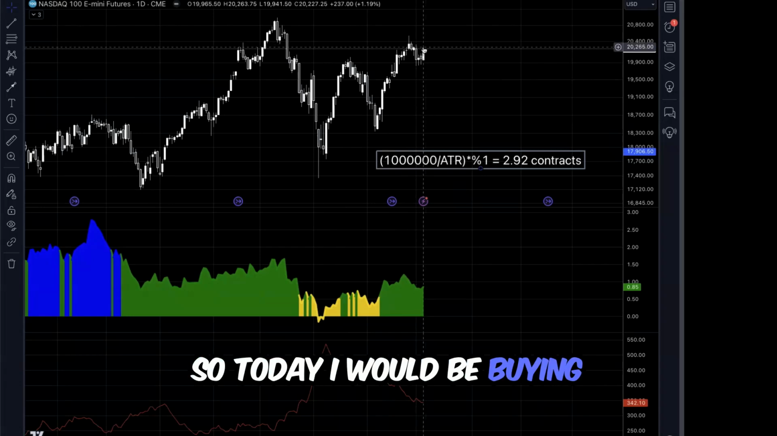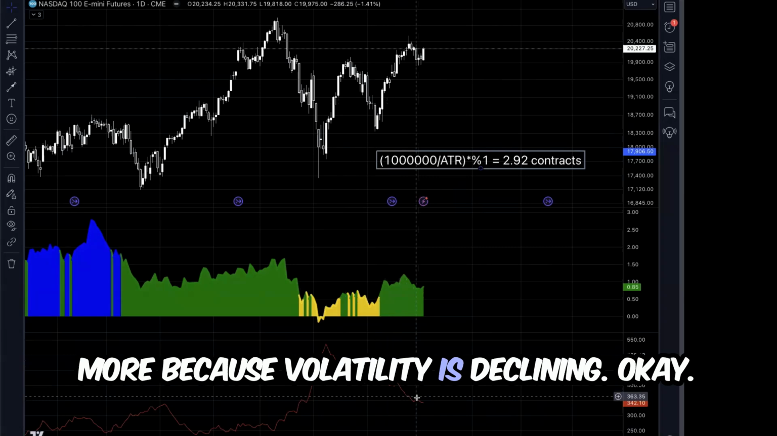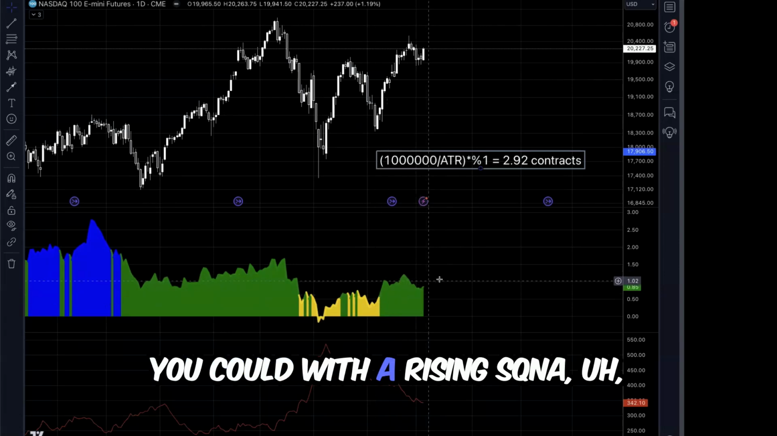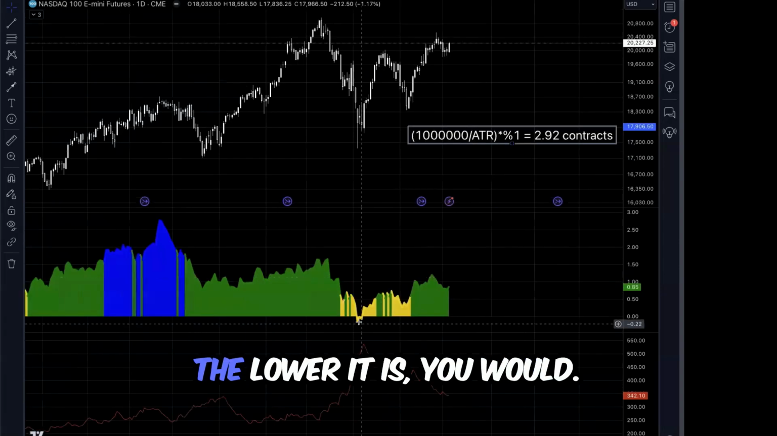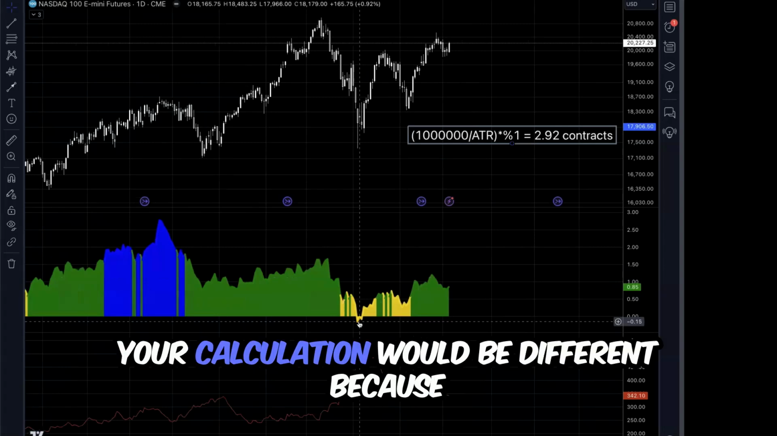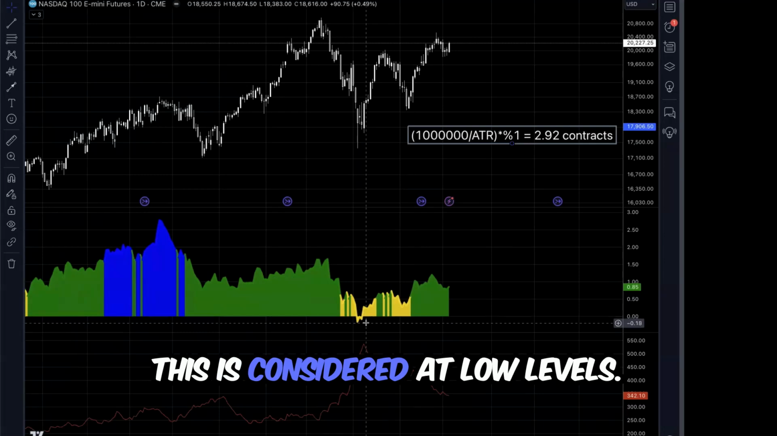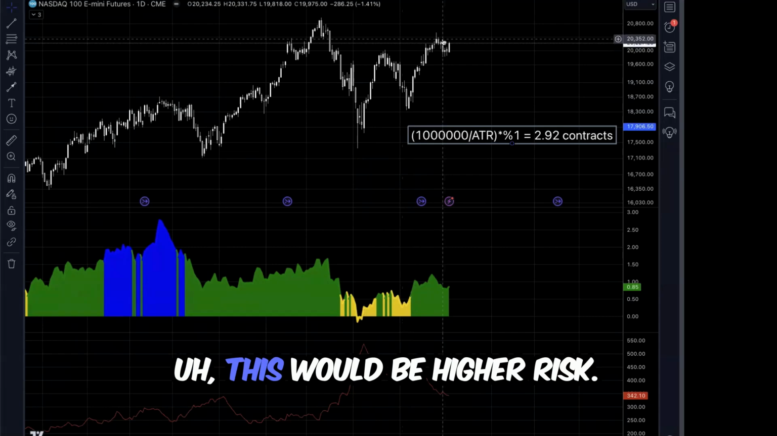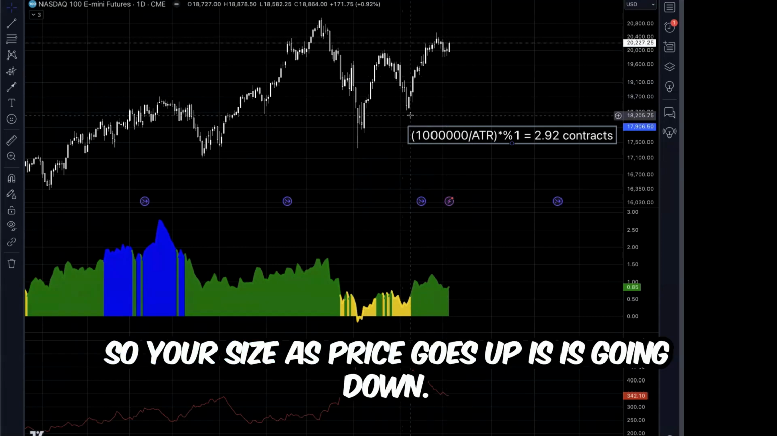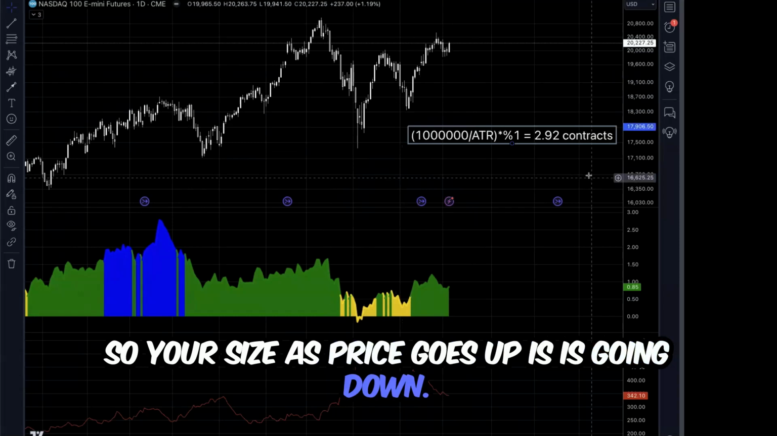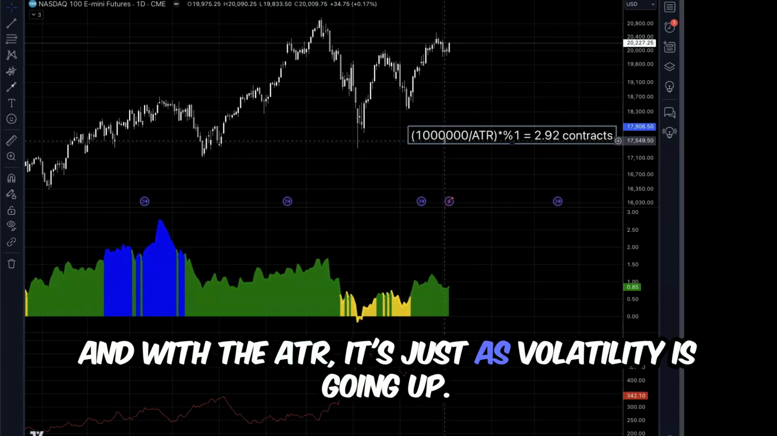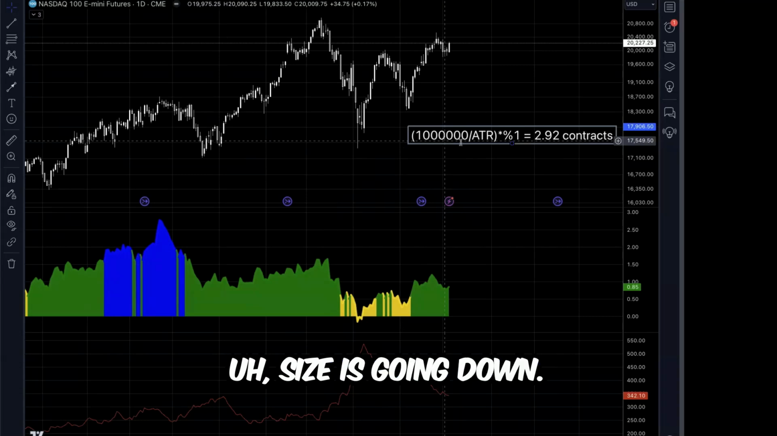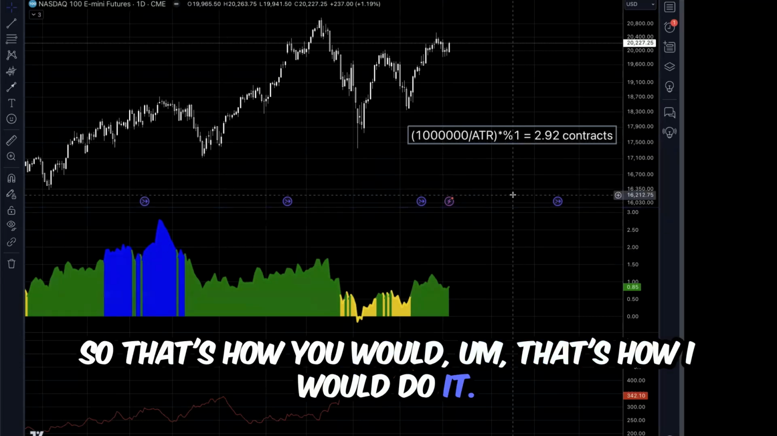So today I would be buying more because volatility is declining. Same with SQN. With a rising SQN, the lower it is, your calculation would be different, because this is considered at low levels. This is considered lower risk. This would be higher risk. So your size as price goes up is going down. With the ATR, as volatility is going up, size is going down. So that's how I would do it.